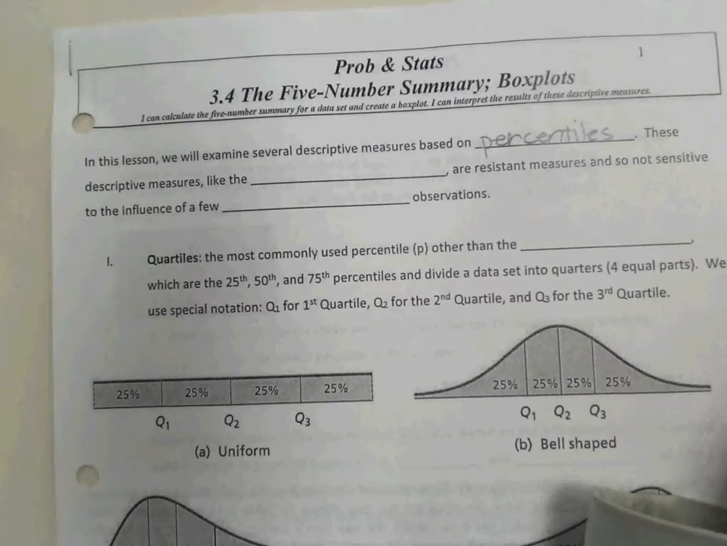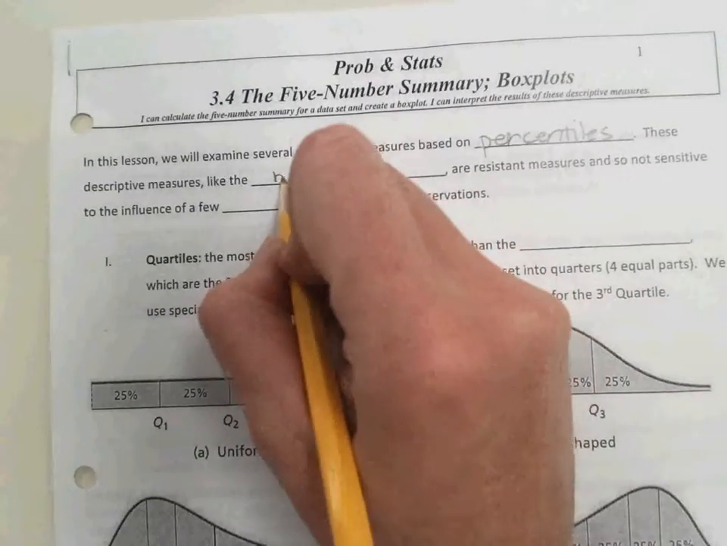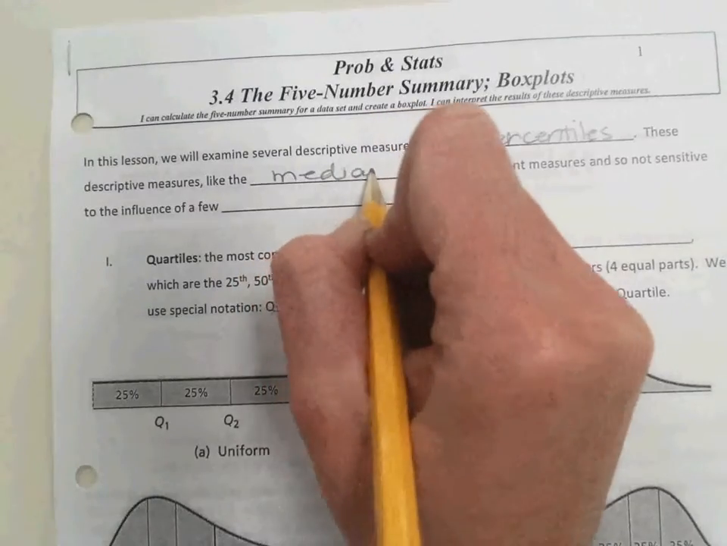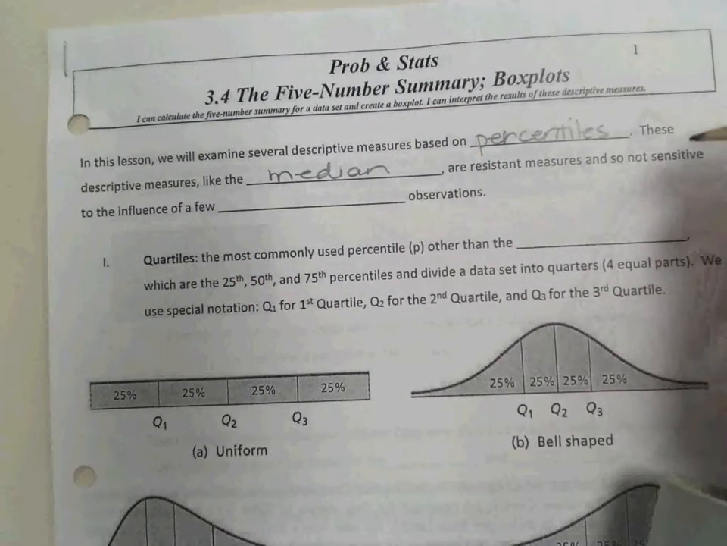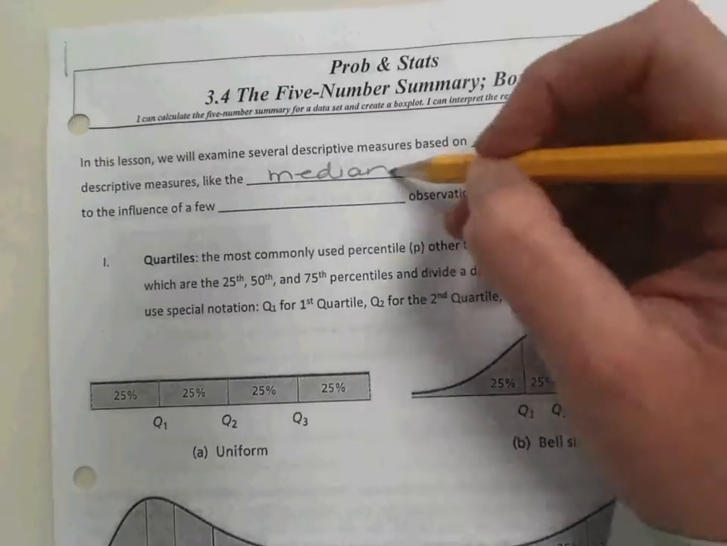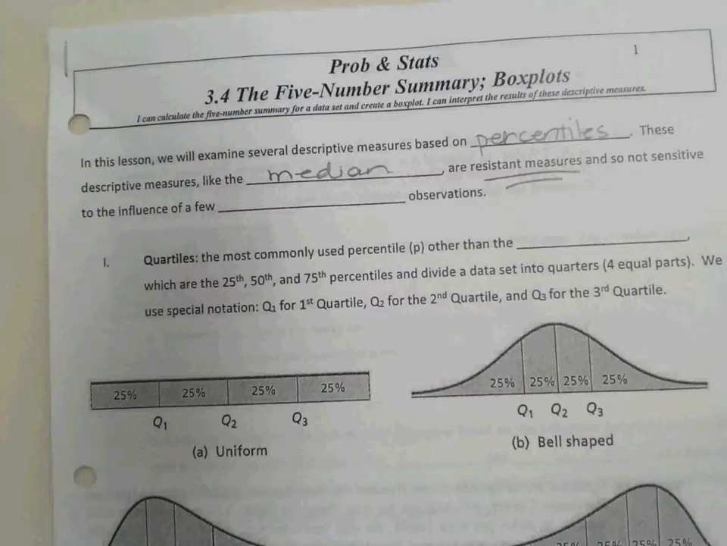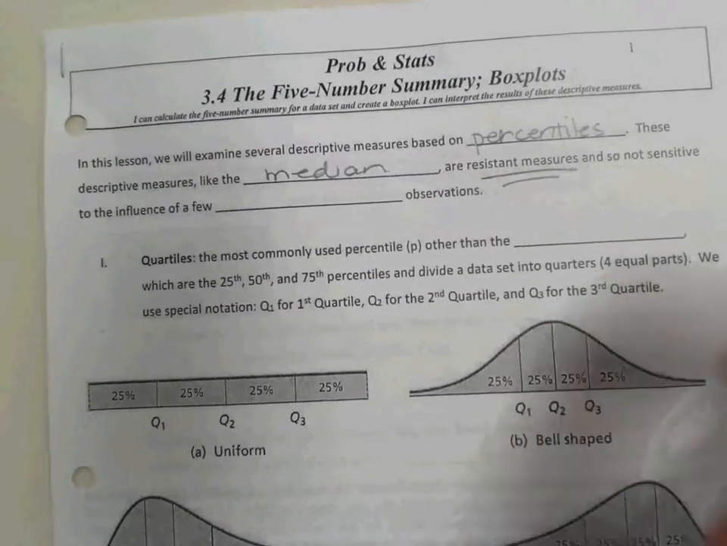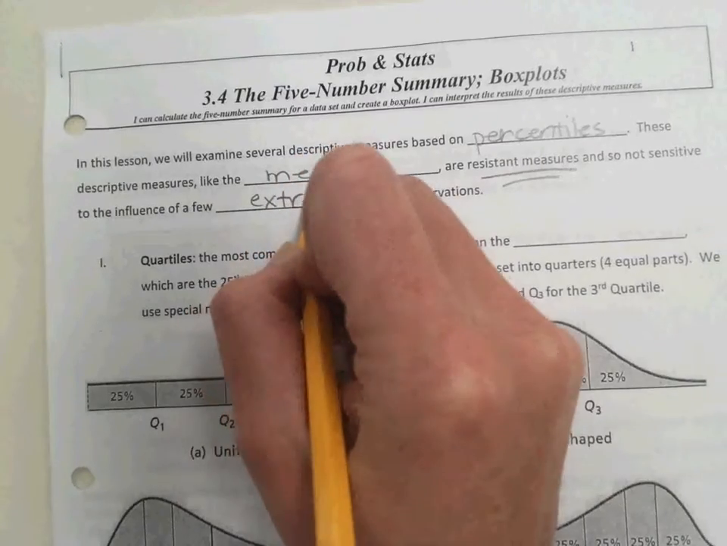And these descriptive measures, like the median, and this very same line is in your notes for measures of center, are resistant measures. Okay, that's in your other notes as well. So the median is a resistant measure, which means they're not sensitive to the influence of a few extreme observations.